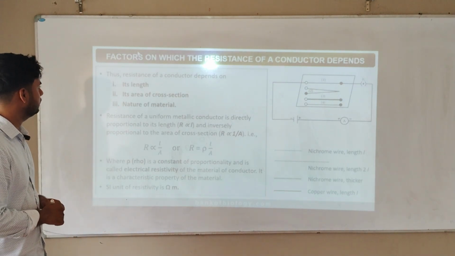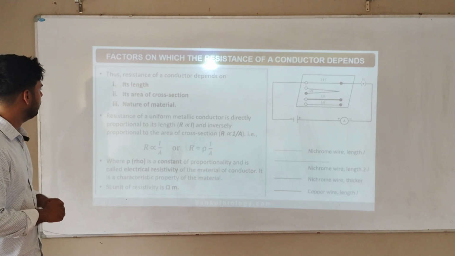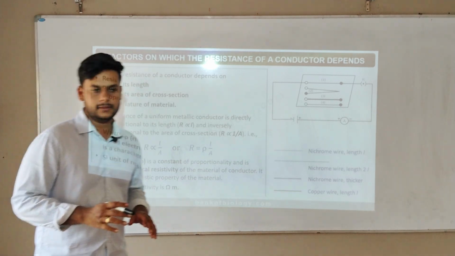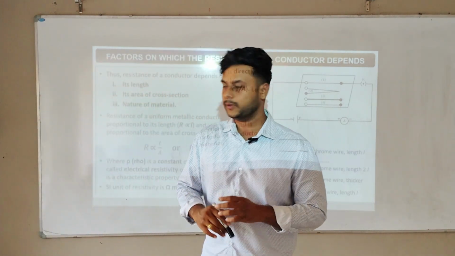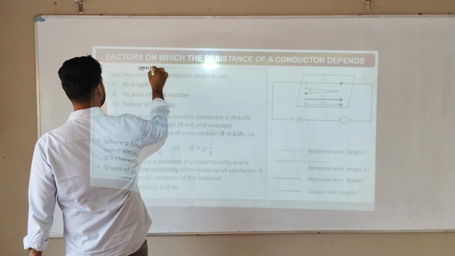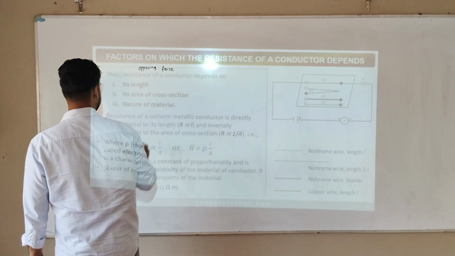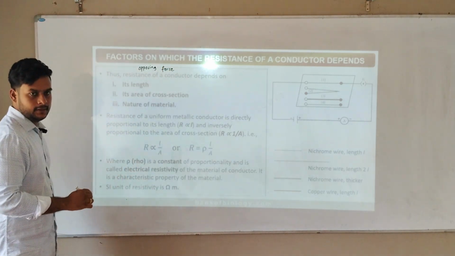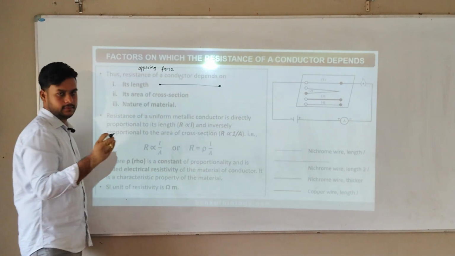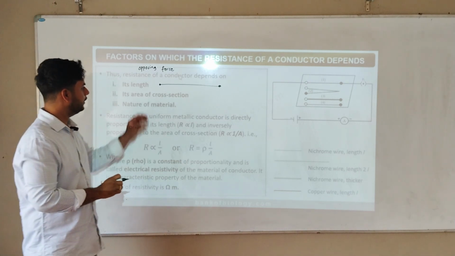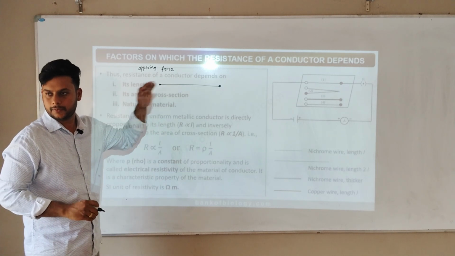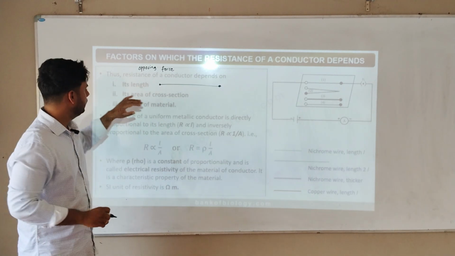Resistance of a conductor depends on its length, its area of cross section, and the nature of material. Resistance means opposing force, and this opposing force is totally dependent on three things. One is length. If the length of the wire is too long and the current is minimum, will the current pass through that metal circuit? No. So, its length.